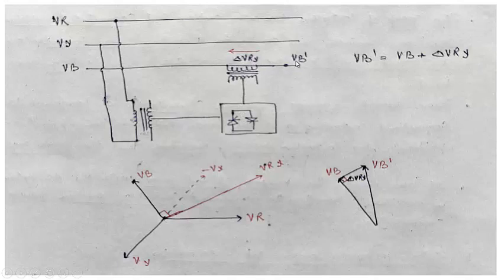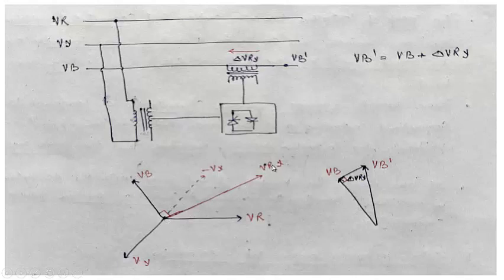Now this VB dash, that is the voltage at this output, will be equal to VB plus delta VRY, because this voltage has been taken from these two lines. So let us say this is VR, this is VY, this is VB. So VRY will be this. So we are actually adding this voltage to this voltage phasor VB.